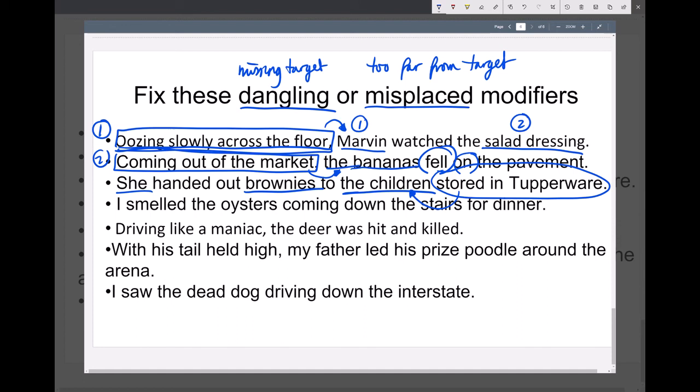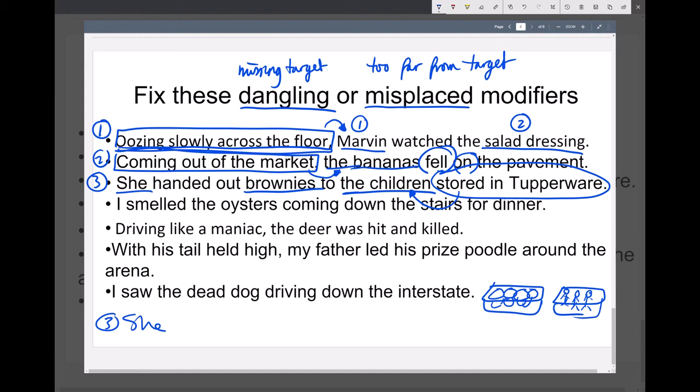Tupperware are those lunch boxes that are made out of plastic or glass that you put food in. So little brownies stored in the Tupperware like that. So instead of brownies, you'd have children stored in Tupperware, which doesn't really make sense. So instead, to change this sentence, you might say something like this.